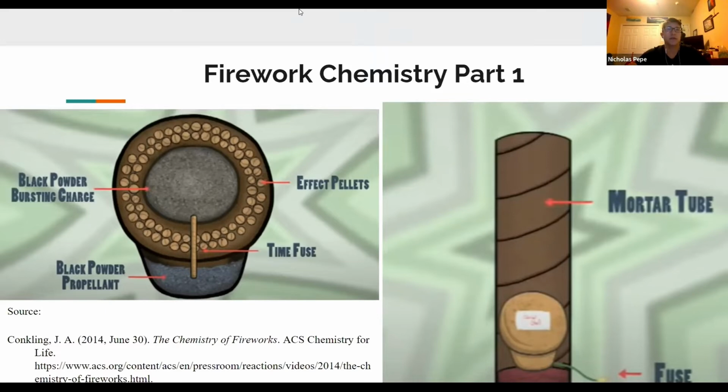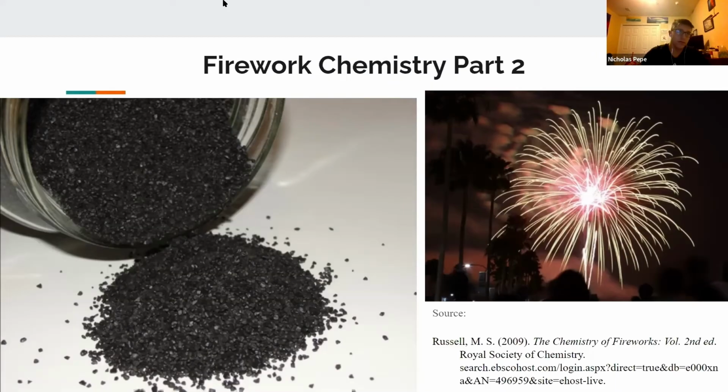If you look at the picture on the left, this is the inside of a standard firework. First, there's a fuse that leads up to the black powder propellant, which is what makes the firework fly into the sky. While this is happening, the time fuse keeps burning, and once it is in the air, at the desired height, the flame will reach the black powder bursting charge and the effect pellets, and it will explode. Usually in fireworks shows, the fireworks have different length time fuses, which allows the fireworks to explode at different heights and not all in the same spot.